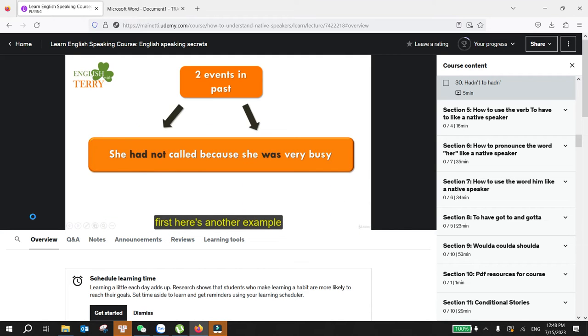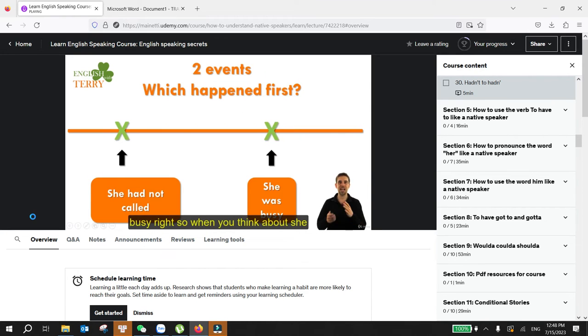Here's another example. She had not called because she was very busy, right? So when you think about she had not called, this was a time when she said she was going to call or she told somebody, but whatever happened, this time was before and then later she was busy. So it's two events in the past. It's the idea of which happened first.